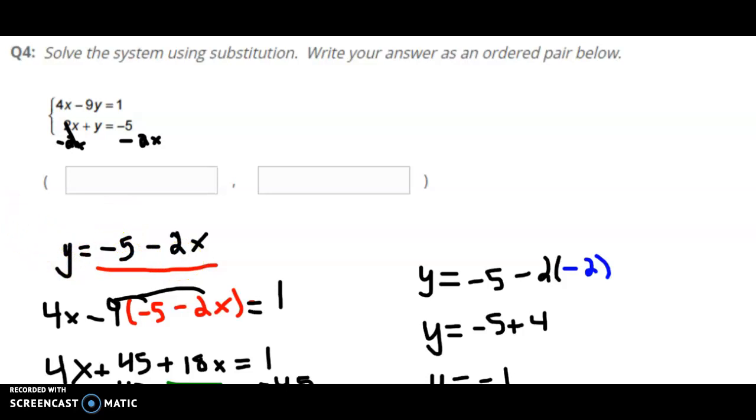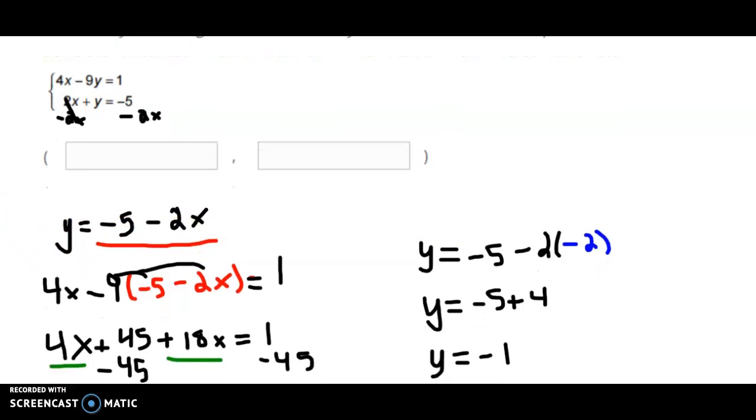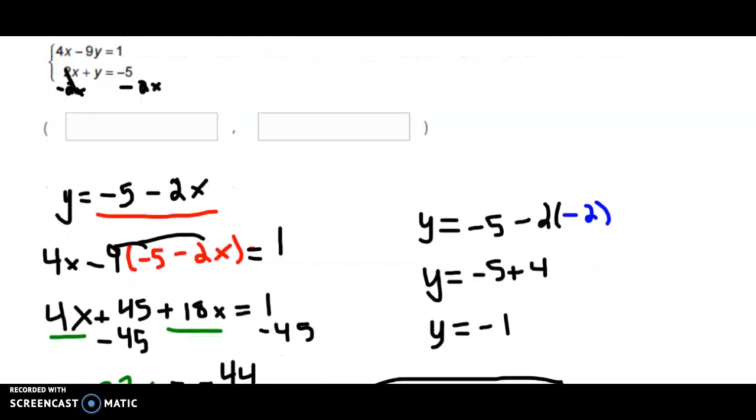And then I'm going to go through with the substitution. So I underlined what y equals in red, and then I'm just going to plug that in to every y in the other equations. We have 4x minus 9y, but we know that y is equal to -5 minus 2x, so we can just write -5 minus 2x instead, and that all equals 1. I distribute the -9 into everything. -9 times -5 is +45. -9 times -2x is +18x.